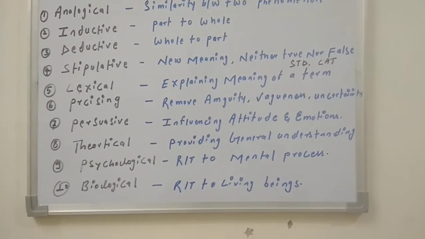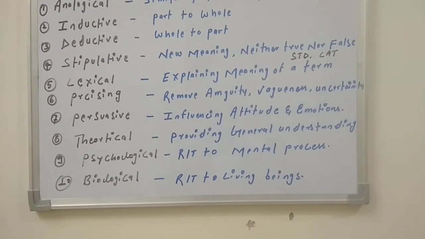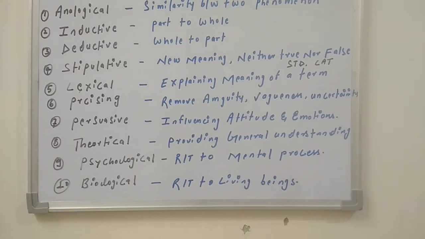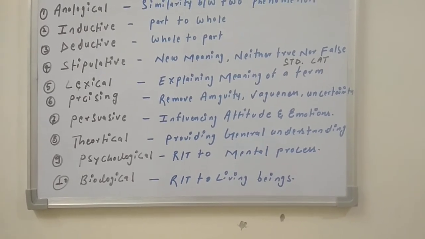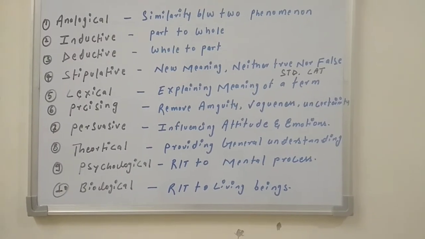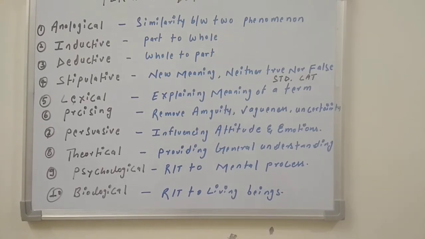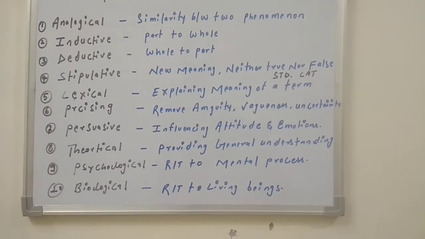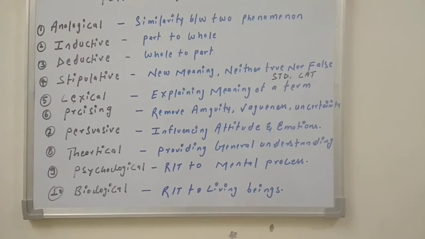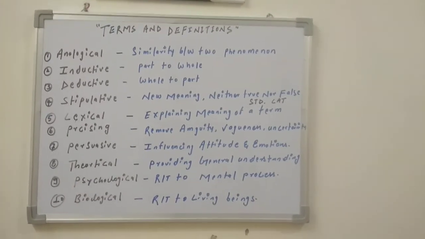Next, eighth, is the theoretical definition. Theoretical means when you're providing a general understanding about any term or definition, not more than that, which is known as the theoretical definition. Next, ninth, is psychological. Psychological means any sentence, term or definition related to the mental process is known as a psychological term. The last one is biological. Biological means related to living things. Anything related to living things is known as a biological term.